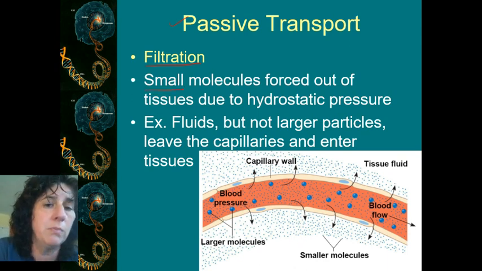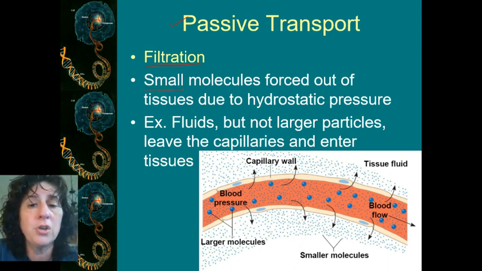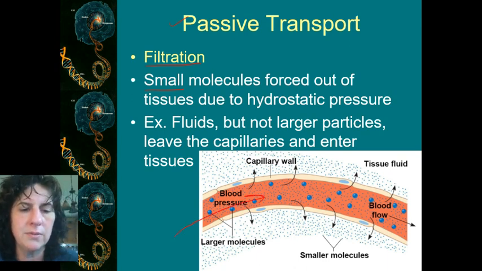Small molecules can move through. Large molecules are stuck on one side or the other. And this happens in our body also. This is a blood vessel down here. So as blood is moving through here, you've got all kinds of things in there. You've got red blood cells, you've got white blood cells, you've got proteins, you've got sugars, you've got water, you've got all kinds of stuff.